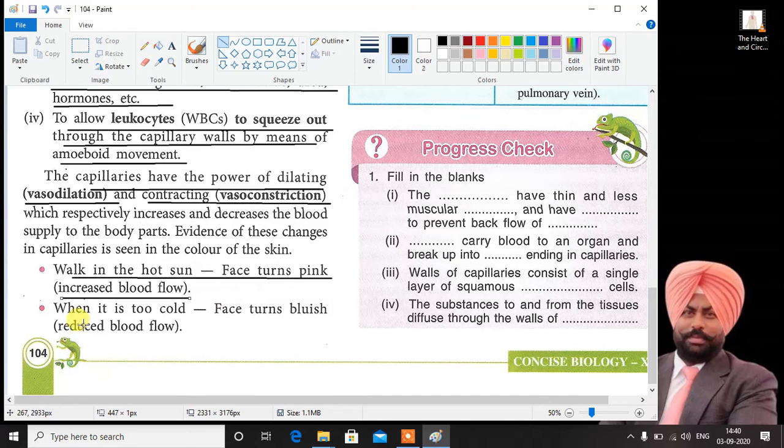While in winters, when it is too cold, the face turns bluish. The thing is, in winter, all the capillaries vasoconstrict themselves, and because of vasoconstriction, they carry a little amount of blood, which means there is a shortage of blood in the capillaries of the face, hence the face appears to be blue.